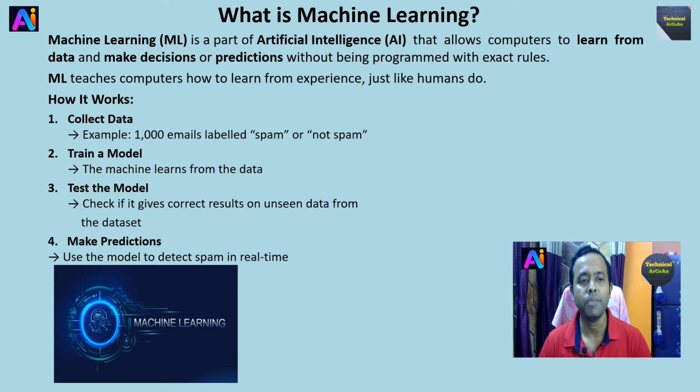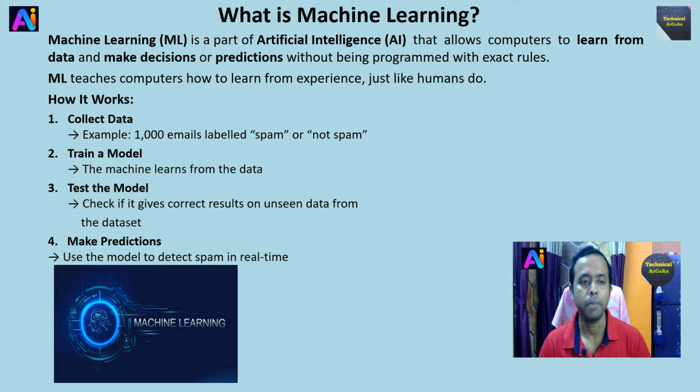And the third one is to test the model. Check if it gives correct results on unseen data from the data set, meaning from the past data. Conventionally, from the historical data, 80% goes for training and 20% goes for testing. So we train a model using 80% of the 1000 emails, meaning 800 go for training the model, and 20%, meaning 200 emails, go for testing the model.